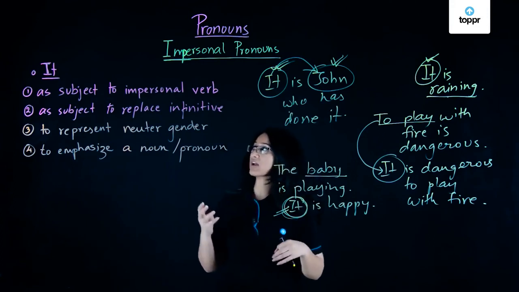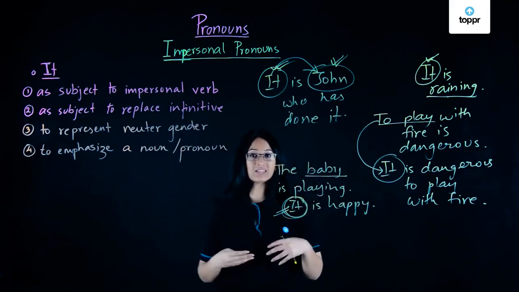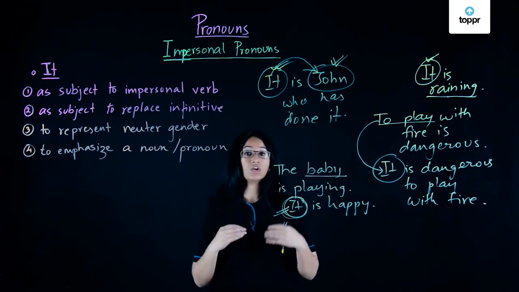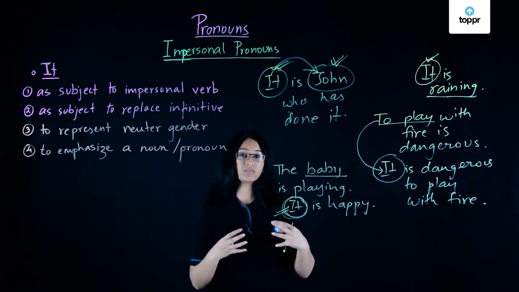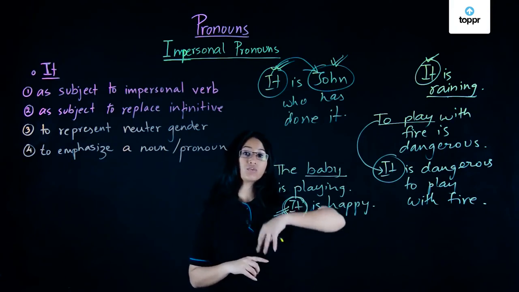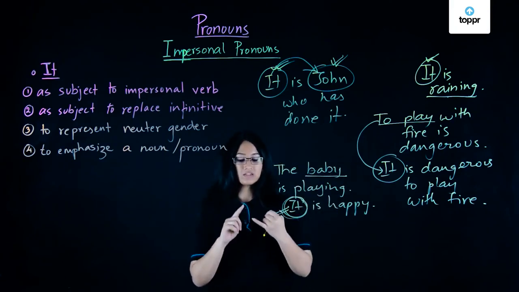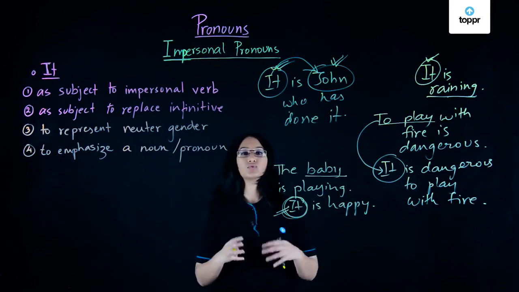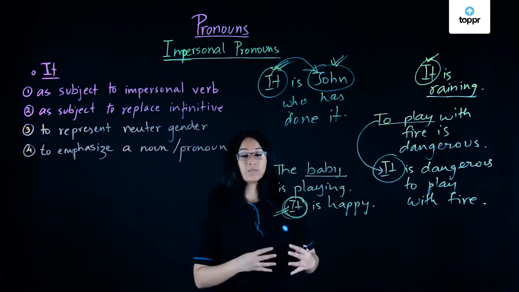So we've taken a look at the different ways in which we use it as an impersonal pronoun. Remember that impersonal pronouns refer to general things or to unspecific things, and they can be used to refer to a group as well, such as they. You can use one, and you can use it to do so, and they act as impersonal pronouns.